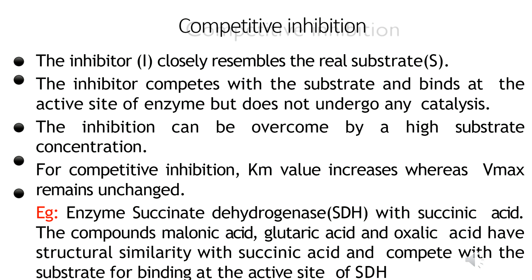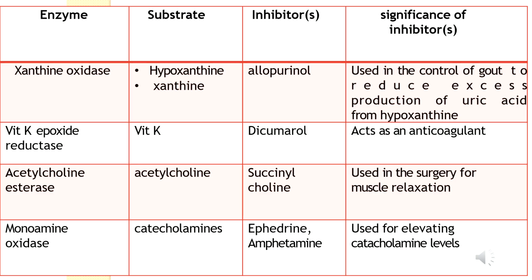So the real substrate എന്ന് പറയുന്നത് succinic acid which അതിൻ്റെ റിസംബ്ലൻസ് വരുന്ന ഇൻഹിബിറ്റേഴ്സ് ആണ് malonic acid and glutaric acid. So that compete with the substrate for binding this enzyme. So these are all the examples of competitive inhibition.